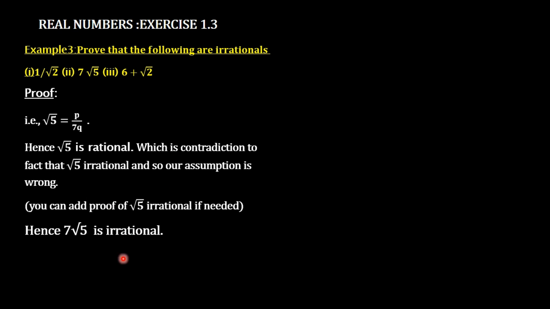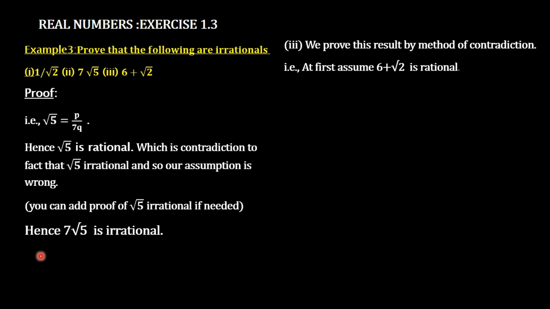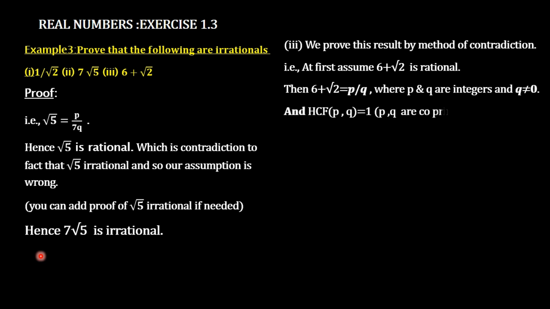Next, our third problem. In a similar method, we are proceeding with this. That is, we prove this result by the method of contradiction. For that, at first assume 6 plus root 2 is a rational number. Then 6 plus root 2 equals p by q, where p and q are integers and q not equal to 0. Also, HCF of p comma q equals 1 and p and q are coprime. How to proceed with this? In a similar method, we take all integers to one side.